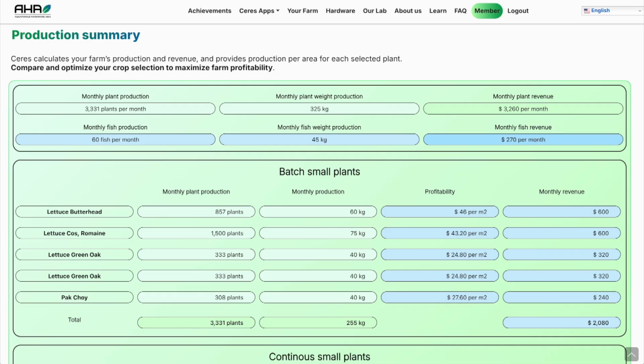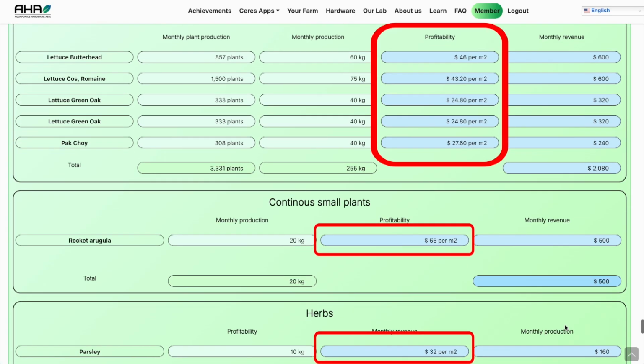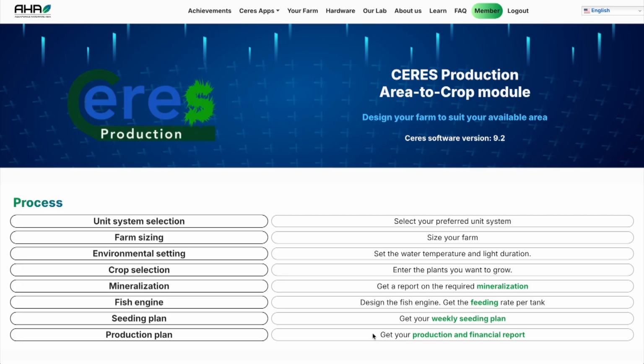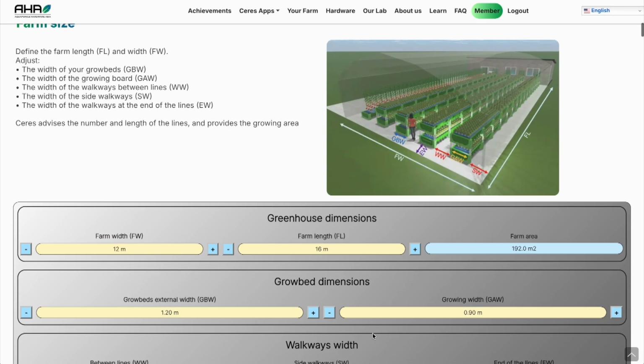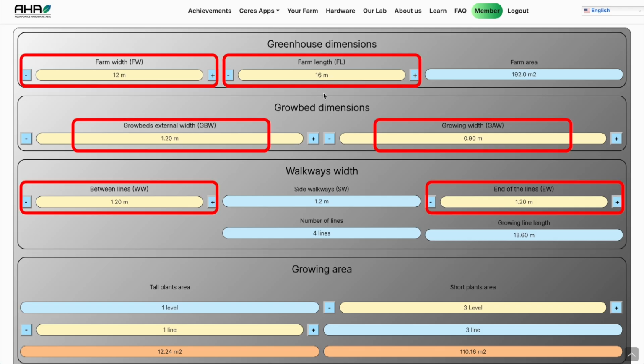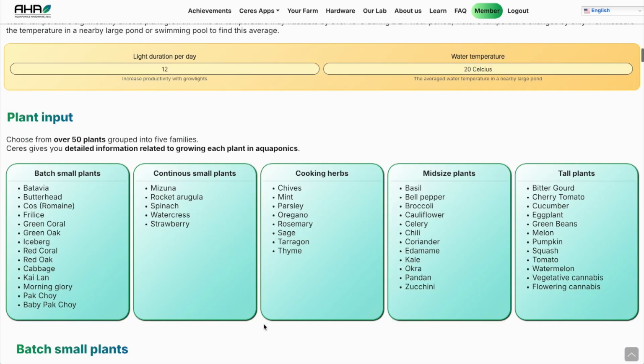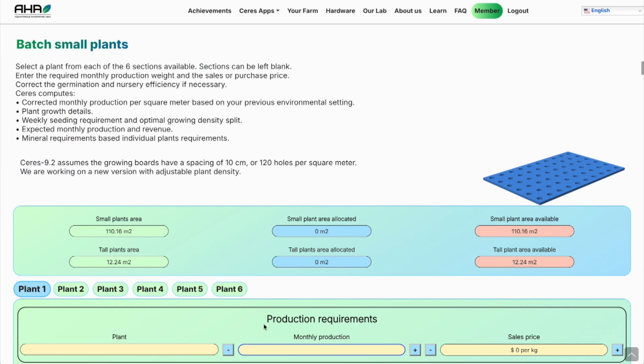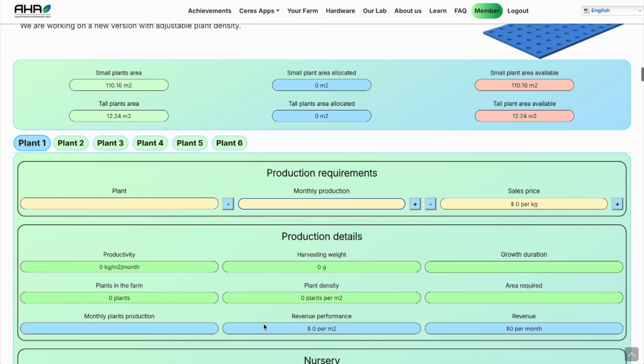In this report, we can easily compare each plant's performance with the others. To design a farm starting with a specific area, we use the second Ceres production options. We start with designing our farm layout, and then we input the crops. At each step of the crop selection process, Ceres displays the remaining available area.